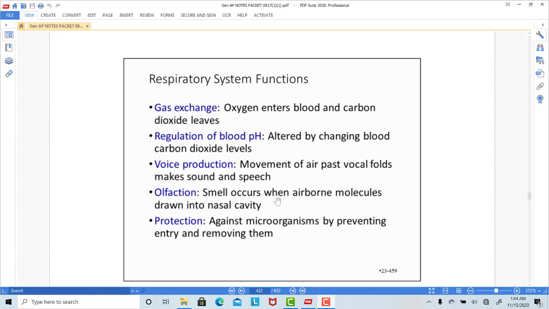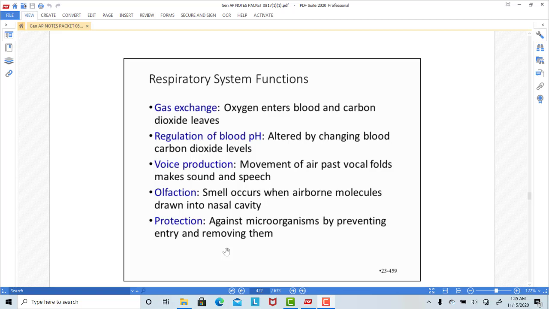Olfaction, our sense of smell, is another role that the respiratory system has. So we have sensory receptors for different chemicals that enter into the nasal cavity that stimulate the olfactory nerve and send that to the brain for processing as being a smell that we're familiar with or a smell that is pleasant or not so pleasant.